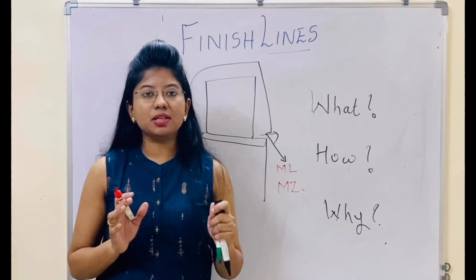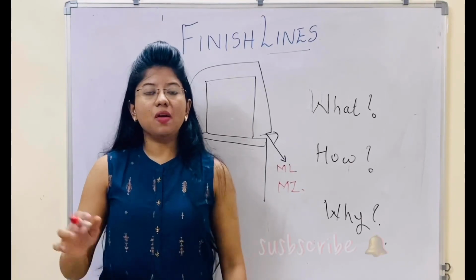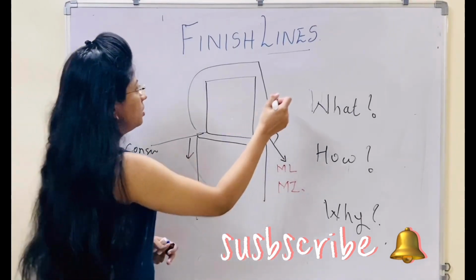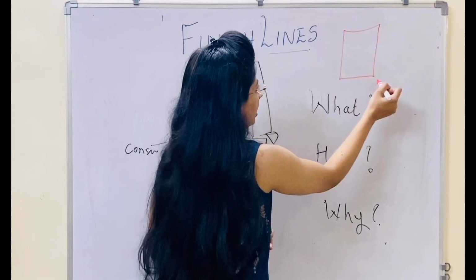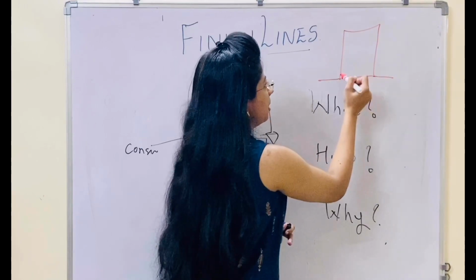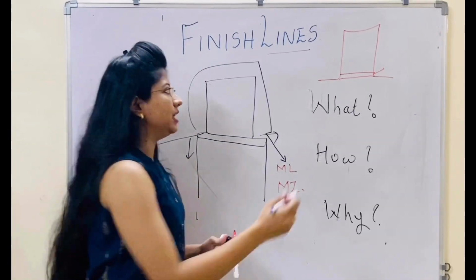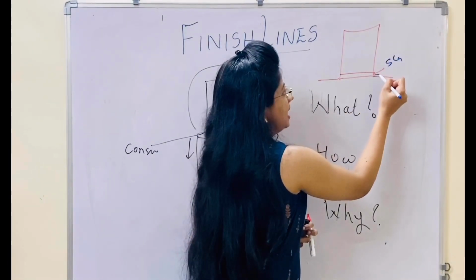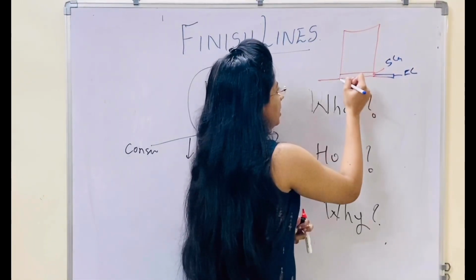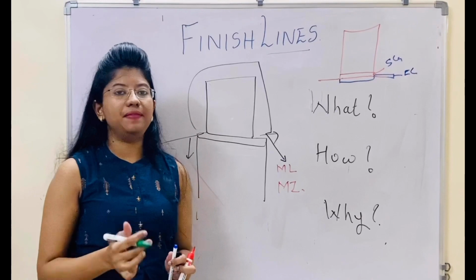And we should know what a finish line is, why we need to give a finish line, and how your finish line must be. So now I will give you the classification of different finish lines. So this is your tooth structure and this is the finish line. When the finish line is above the gingival portion, that is this, then it is called a supragingival finish line. When it is at the level of the gingiva, then it is called an equigingival finish line. And when it is below the level of the gingiva, then it is called a subgingival finish line.